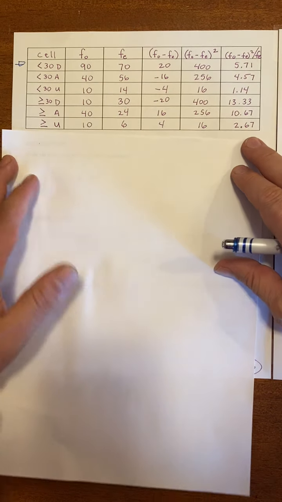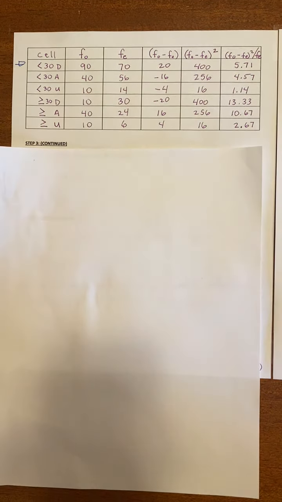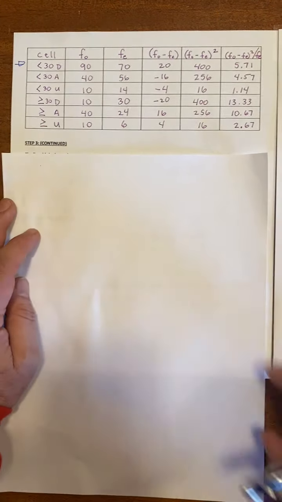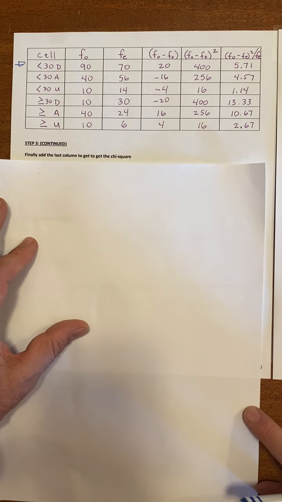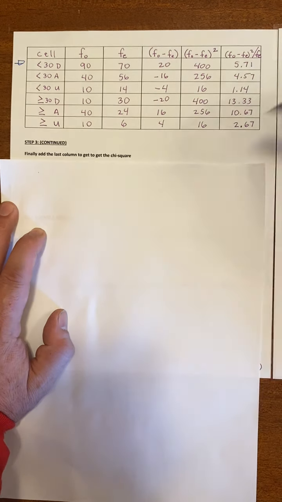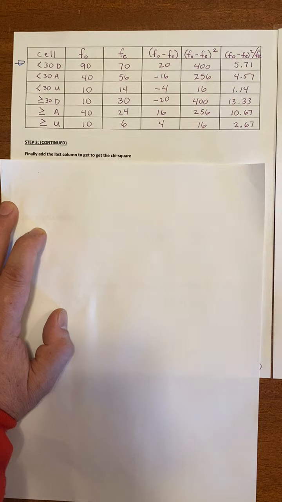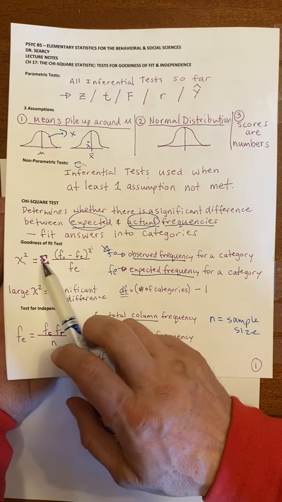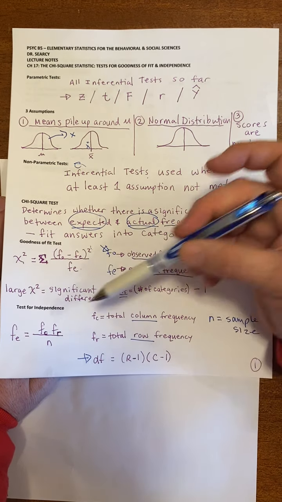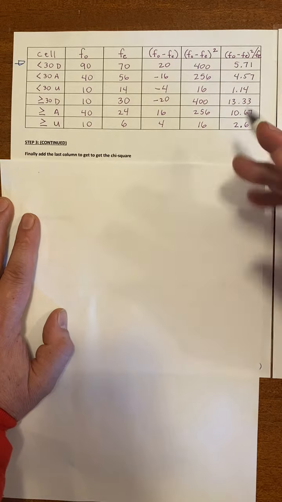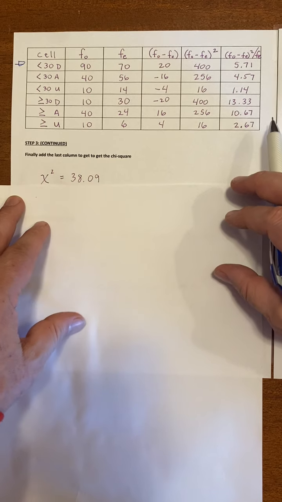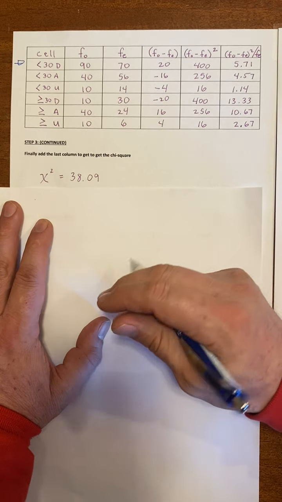We're still in step 3, still doing our calculations, but now we are at the last part of step 3. The last part is you now have to add the last column to get the chi-square. So add all of this up, just like the formula said. To get chi-square, you add up all of those different division problems that you had calculated. What's the sum? It ends up being 38.09.